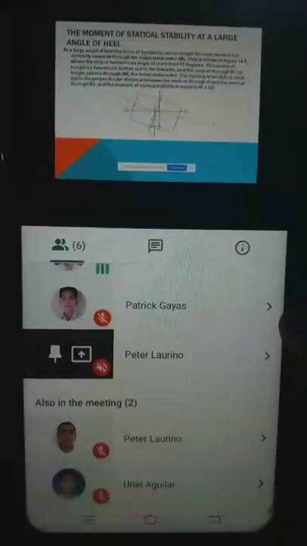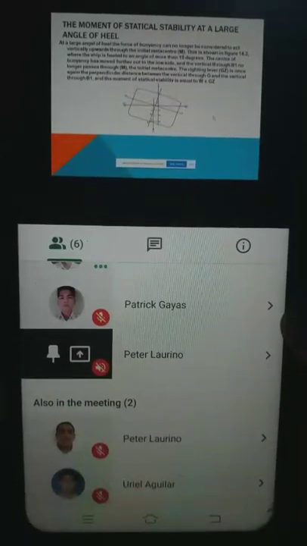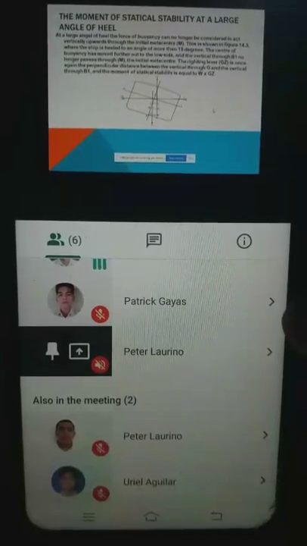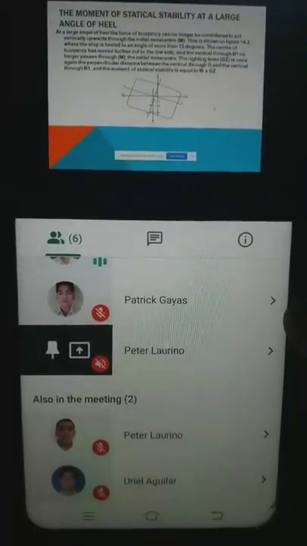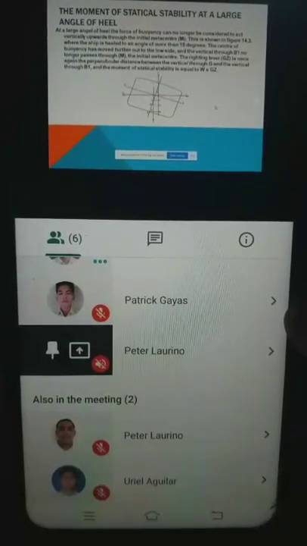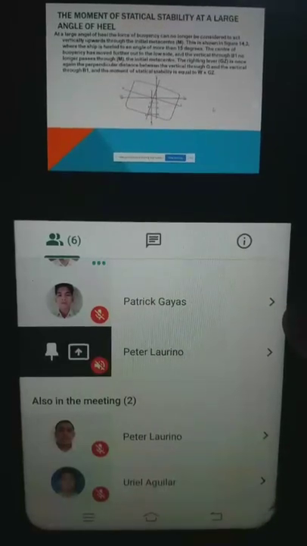Next, the moment of statical stability at a large angle of heel. At a large angle of heel, the force of buoyancy can no longer be considered to act vertically upwards through the initial metacentre, which is labeled as M. This is shown in figure 14.3.